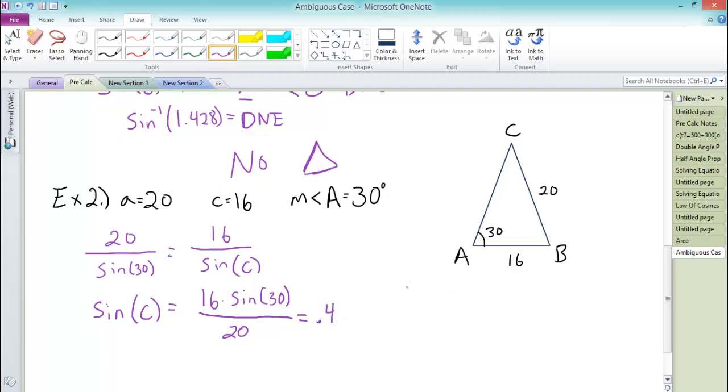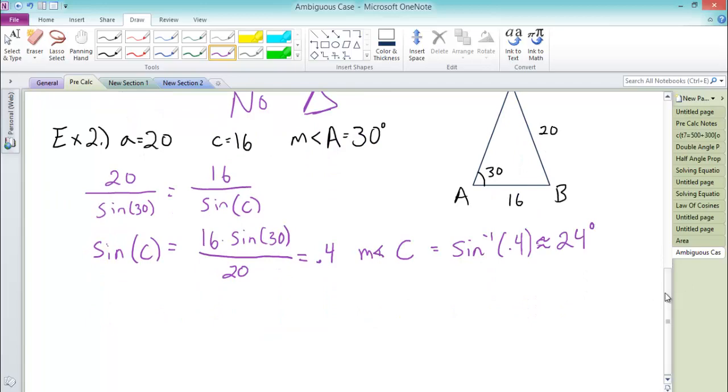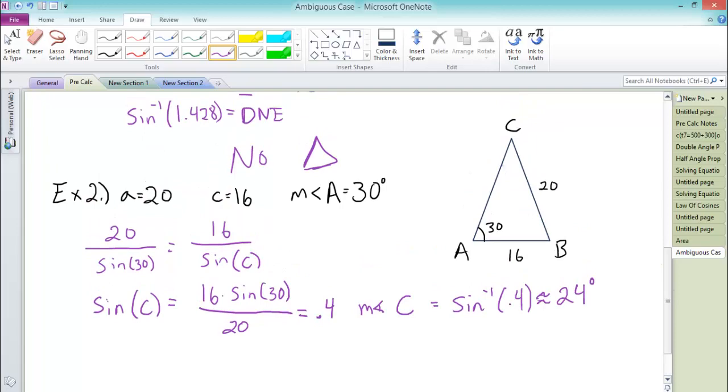So then we get C, or the measure of angle C. The measure of angle C is equal to the arcsine of 0.4, which is approximately equal to 24 degrees. I rounded to the nearest degree. So that means that the measure of angle C is 24 degrees.